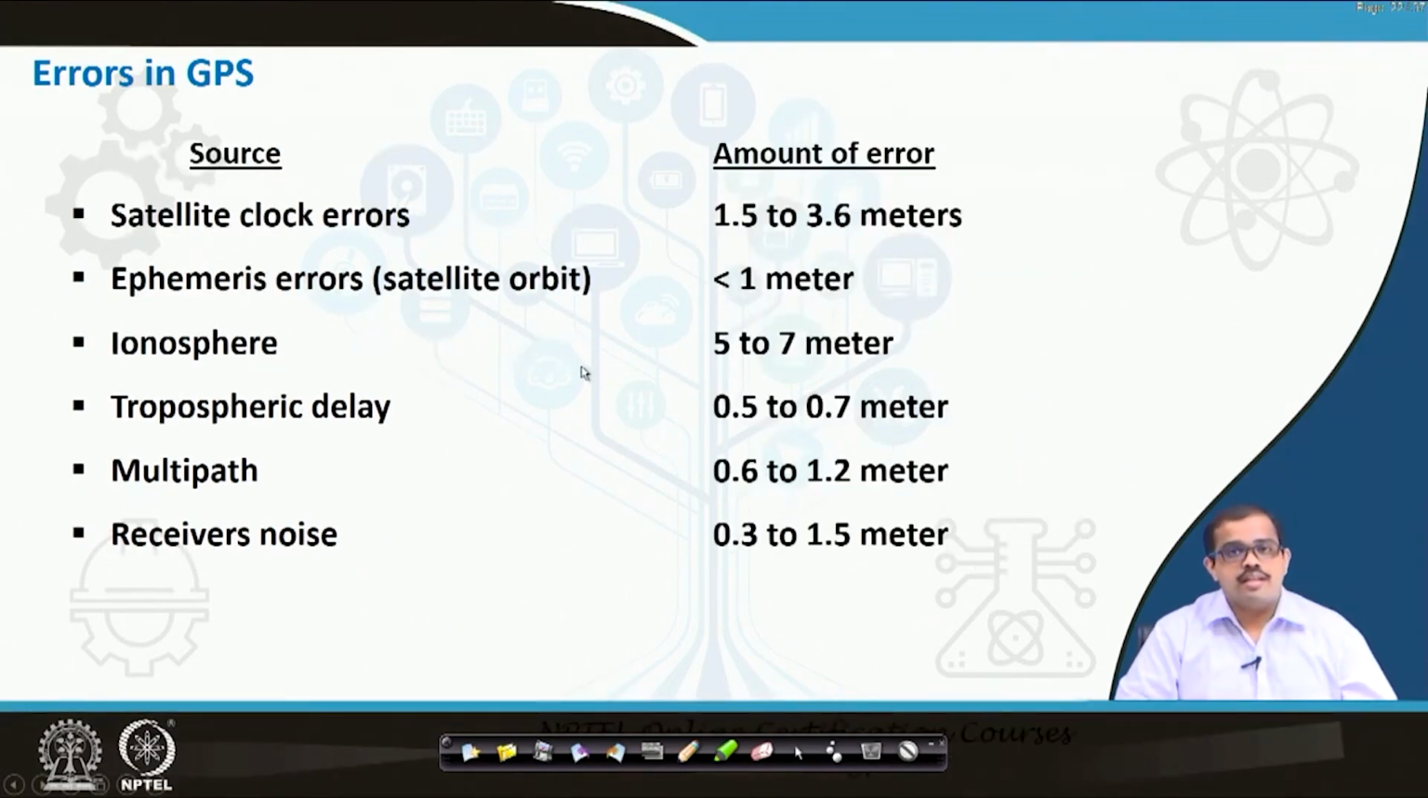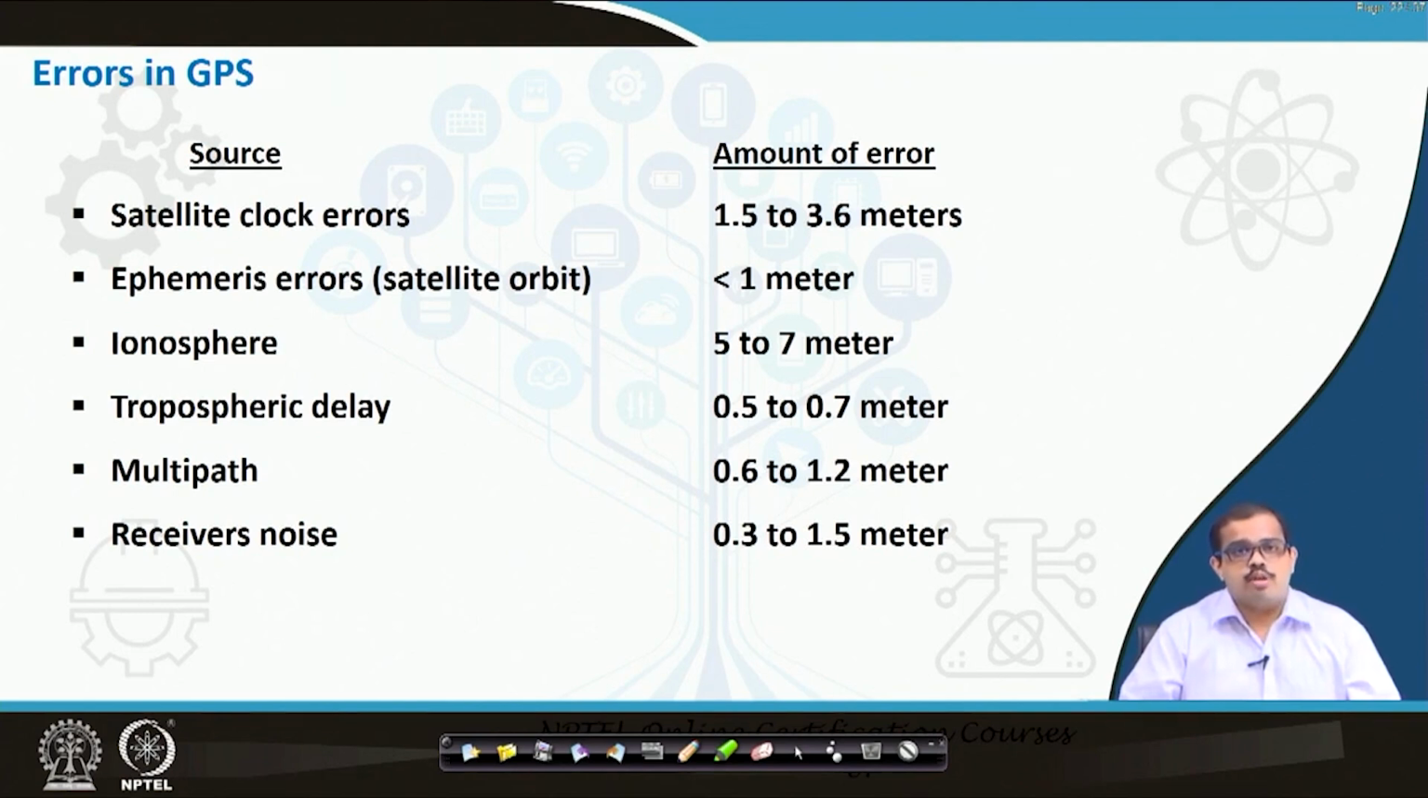And when you look at different errors, the amount of error: satellite clock errors are about 1.5 meters to 3.6 meters, whereas ephemeris, or the satellite orbital error, is less than a meter. So when you are looking at each of these, please look at how relatively the errors can displace you on the ground.